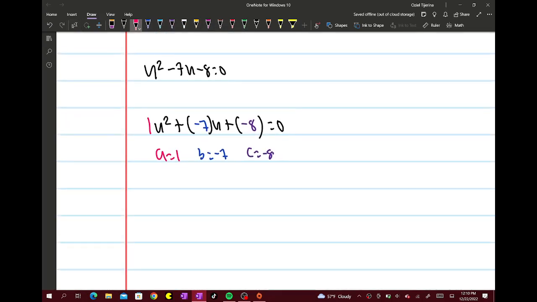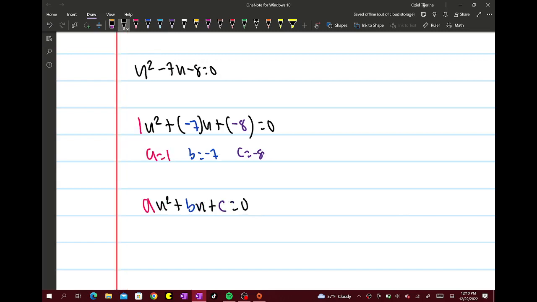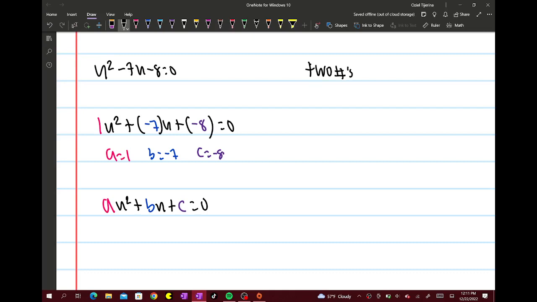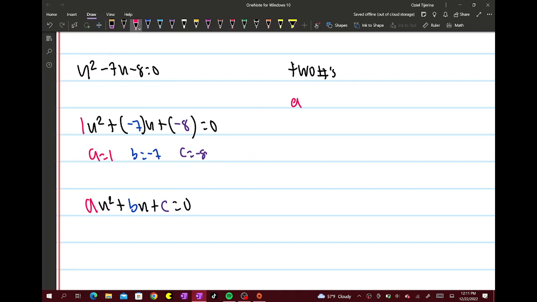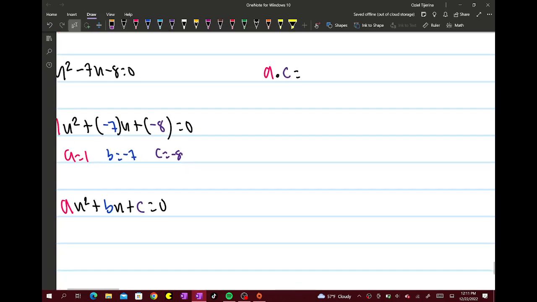And of course, this is of the form au squared plus bu plus c equals 0. So we want two numbers. We need to know what a times c is, right? So a times c is going to equal 1 times -8, so this is going to be equal to -8, and then we know that b is -7.